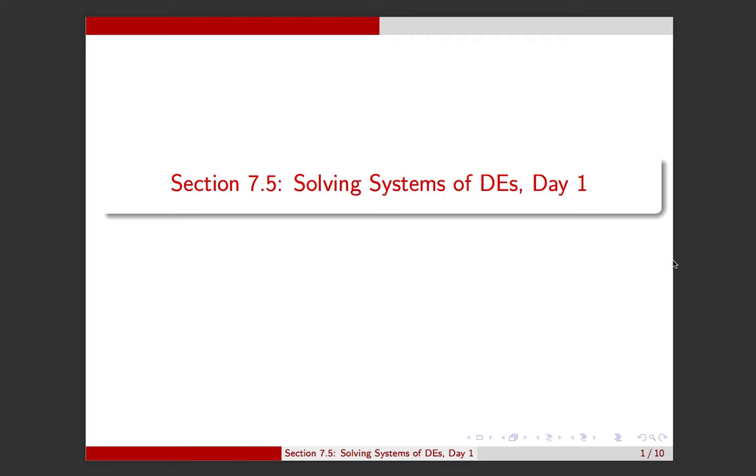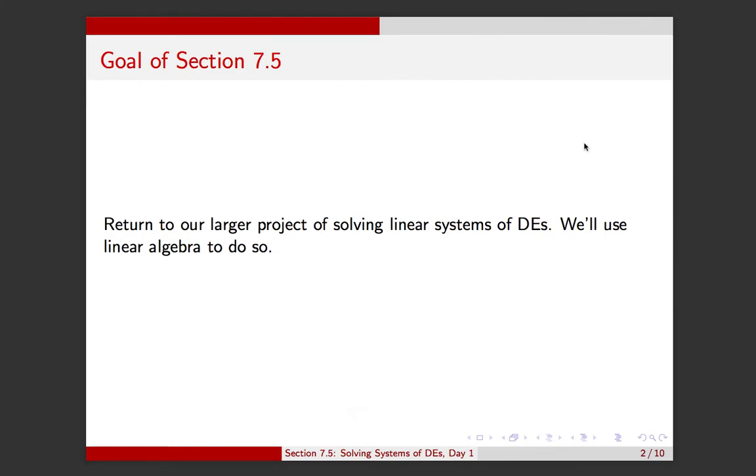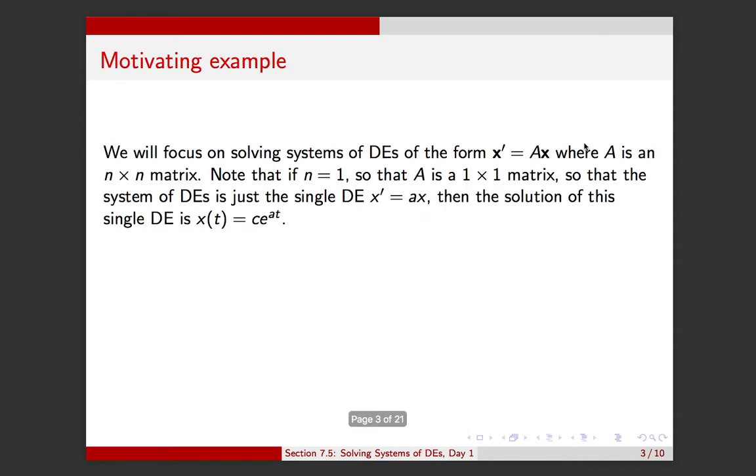So in this section, we'll return to differential equations. This is day 1 of section 7.5. There'll be a second video on section 7.5 talking about visuals, but we are back to solving systems. The goal of section 7.5 is this. We spent some time talking about linear algebra, and I told you at the time we were going to use it to solve systems of DEs. So now is that time. We're going to use things like matrix multiplication, more specifically, eigenvalues and eigenvectors, to solve systems of DEs.